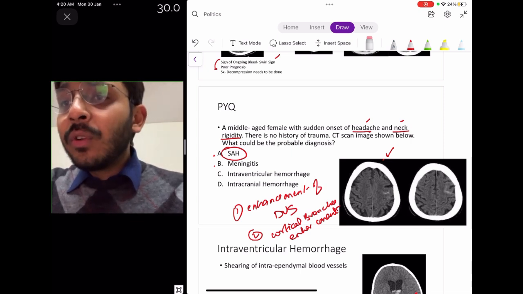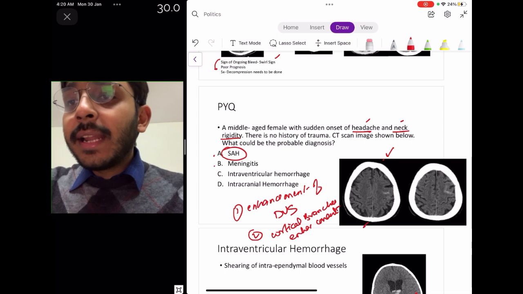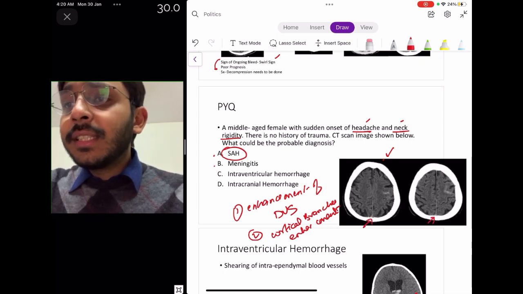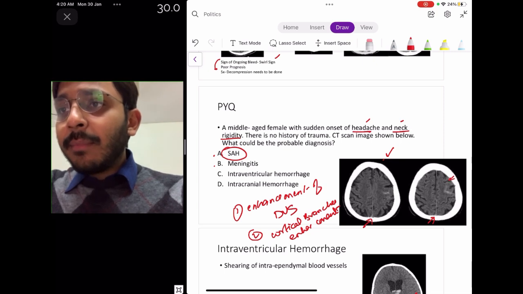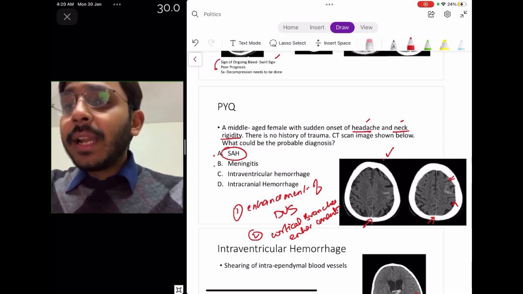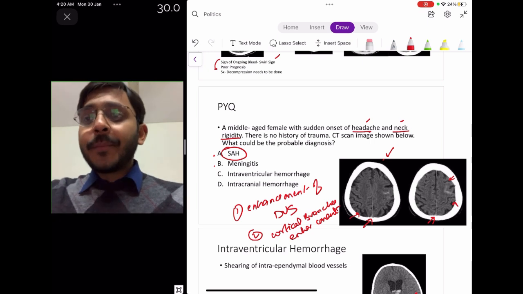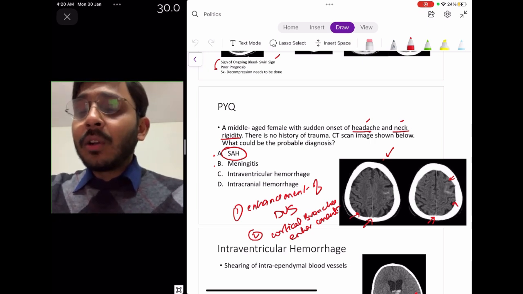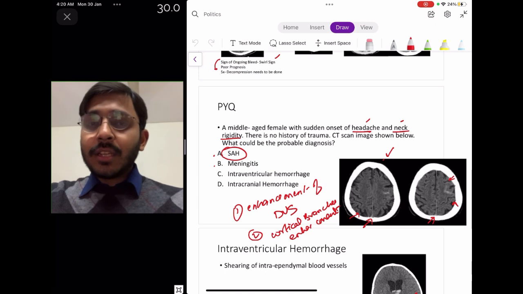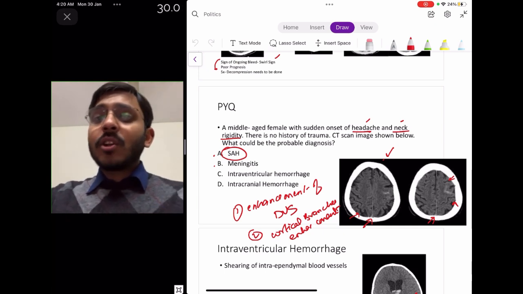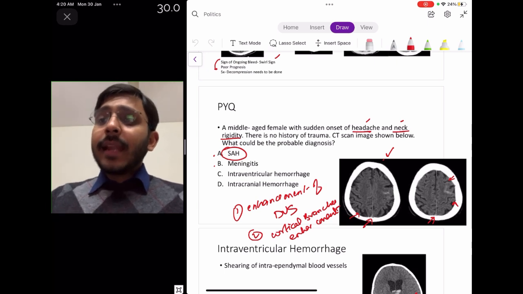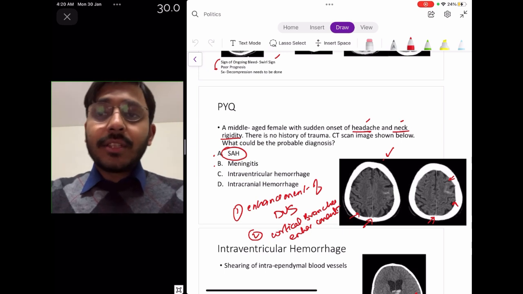Here we see that the dural venous sinuses are not getting enhanced. So here we do not see that the superior sagittal sinus is enhanced, as well as the cortical branches are not getting enhanced. So it is a non-contrast CT, and there is this bleed along the sulci. So it is a case of SAH. Now, can SAH cause neck rigidity? Yes. SAH can cause meningeal irritation, and that can cause neck rigidity. So here the answer to the question is SAH.